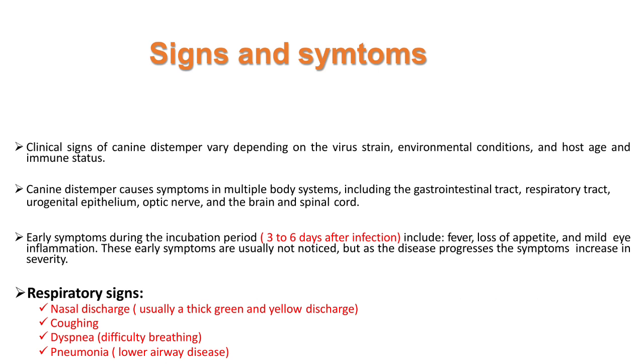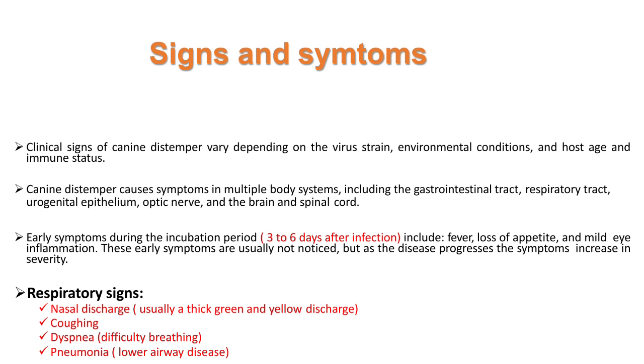Canine distemper causes symptoms in multiple body systems, including the GI tract, respiratory tract, urogenital epithelium, optic nerve, and the brain and spinal cord. Early symptoms during the incubation period, within 3 to 6 days of infection, include fever, loss of appetite, and mild eye inflammation. These symptoms of the early days are usually not noticed and are ignored. But as the disease progresses, there are some specific symptoms that are characterized within the specific systems of the body. With these symptoms, the disease is, you can say, characterized.